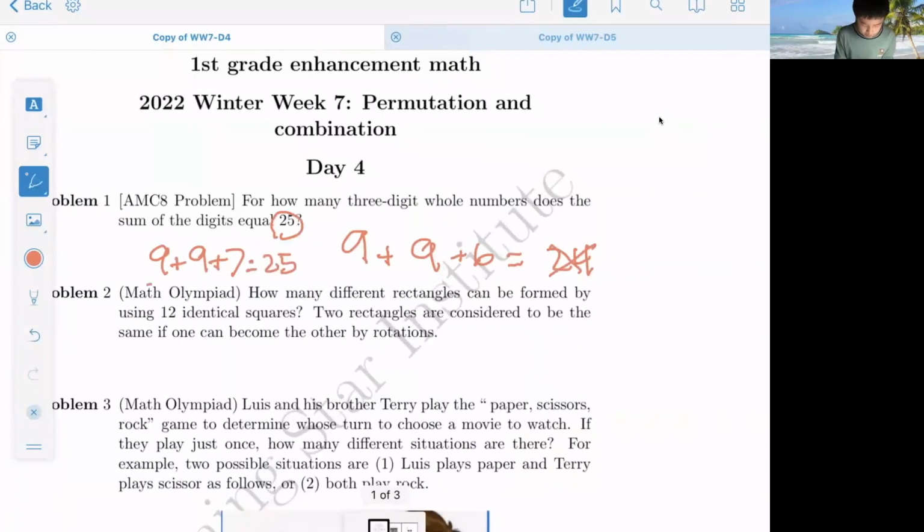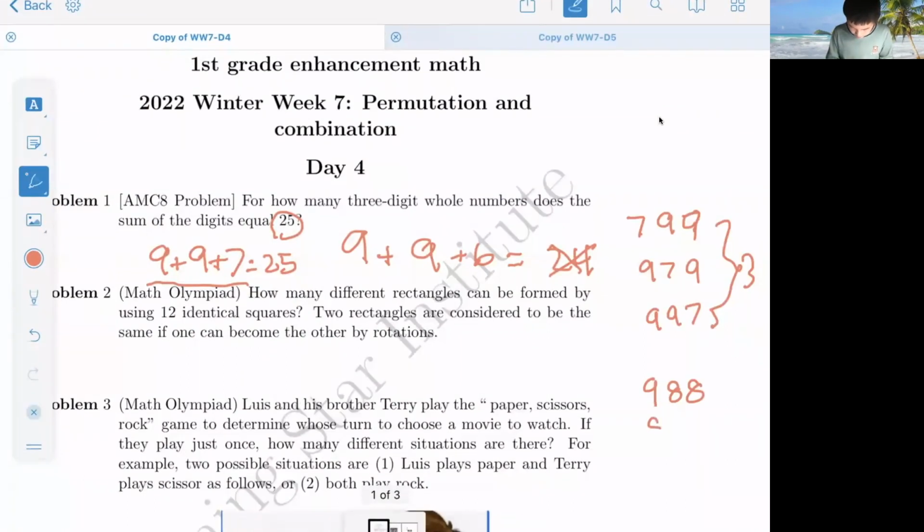So these 3 digits, we can write them as 799, 979, 997, these 3 cases. Another case would be for the digits to be 9, 8, and 8. So this is one possibility. The next possibility is 898, and then 889. So this also has only 3 possibilities. So 3 plus 3 equals 6.